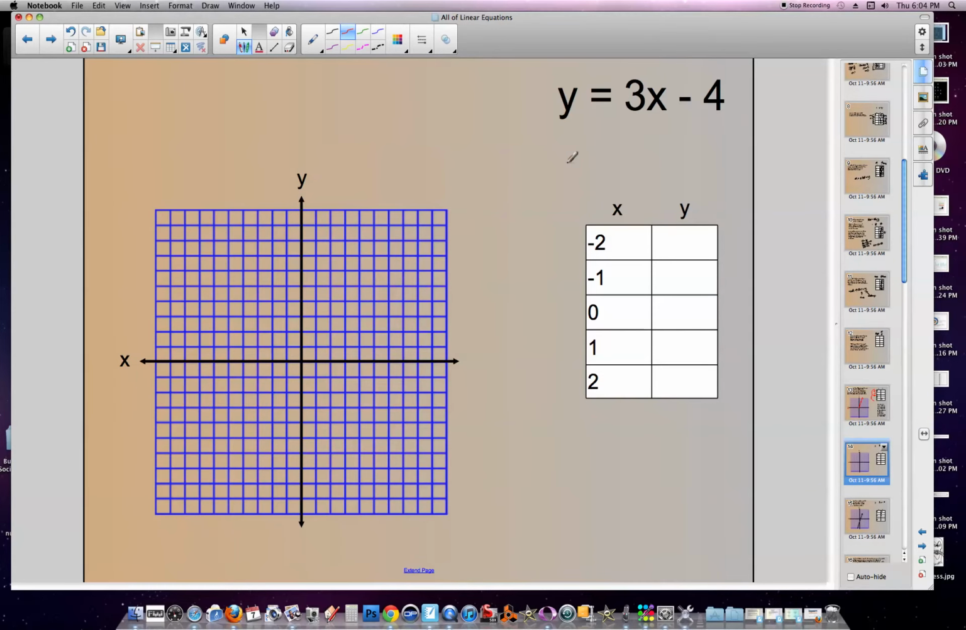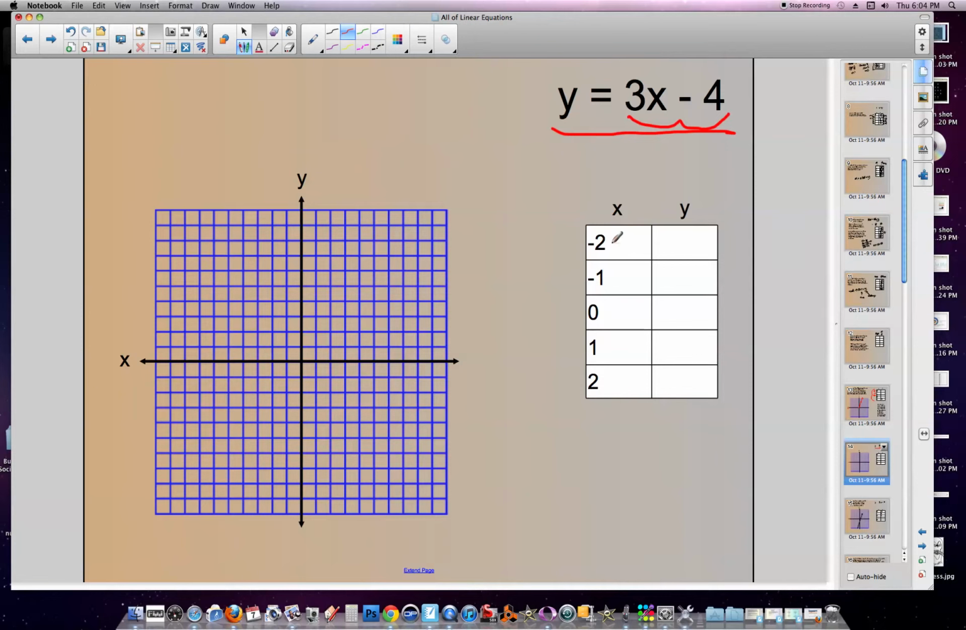We can do this for any equation. So let's take the equation 3x minus 4. This is a linear equation. So our inputs, we're given a couple of inputs here, and we're asked to fill this table out. This is our function, right? 3x minus 4. And then our solution, which is our output, is what we're going to fill in here.